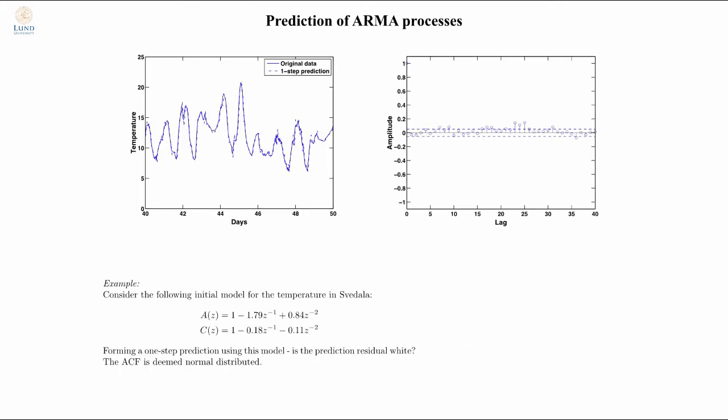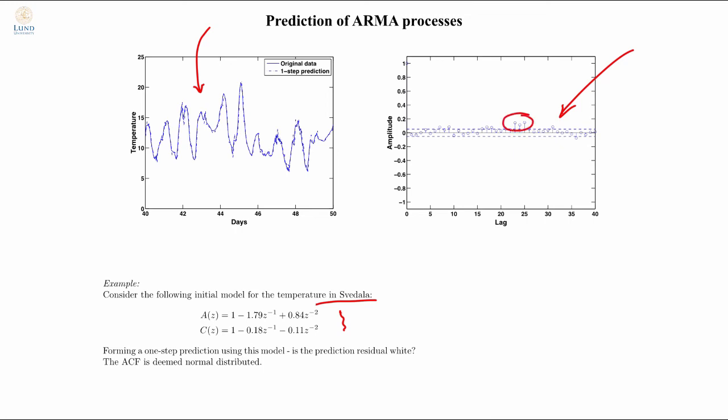This is the temperature in Svedala, and this is the model I should be using for that. If I form a 1-step prediction, this is what the 1-step prediction of my data looks like as compared to the true measurements. This seems to be fairly white, although I do have some components outside, but if I do a whiteness test, this will be deemed a white sequence.